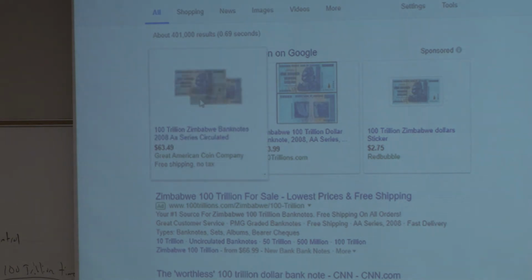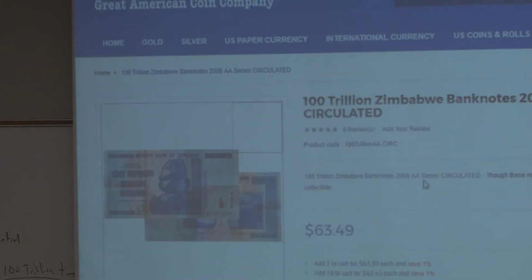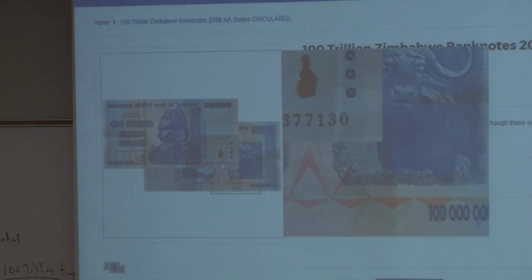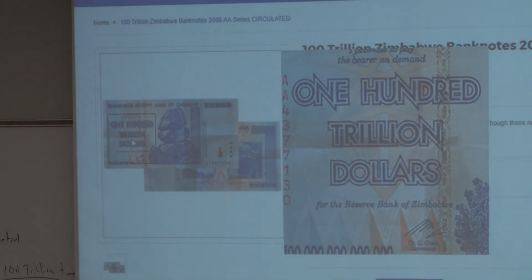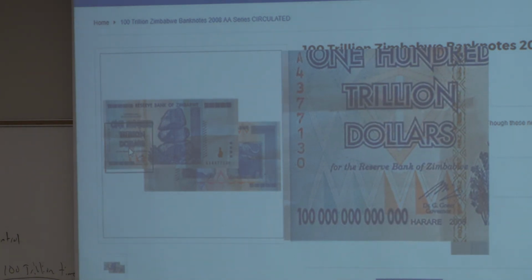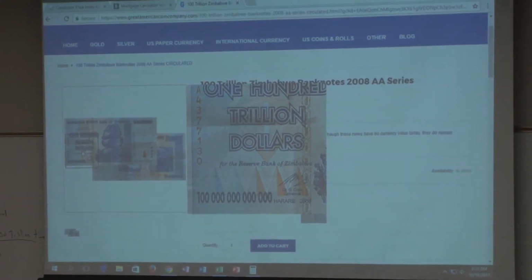So here's the actual note itself. Right? $63. And you can kind of see, I mean, $100 trillion. And they've got all these different types of notes. And they do all kinds of stuff. So let's look at how bad inflation could be.